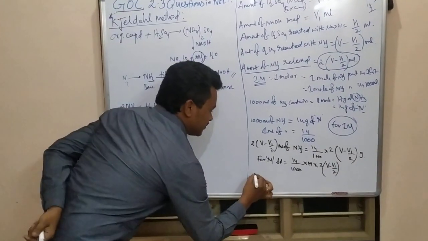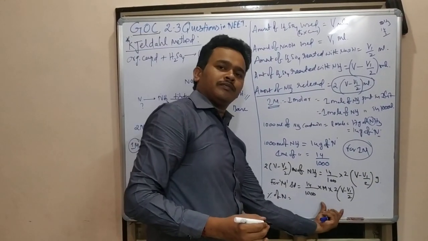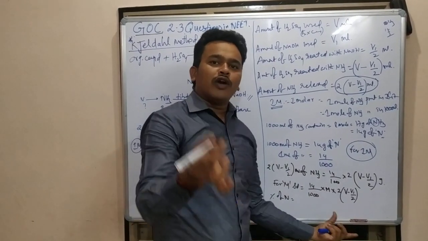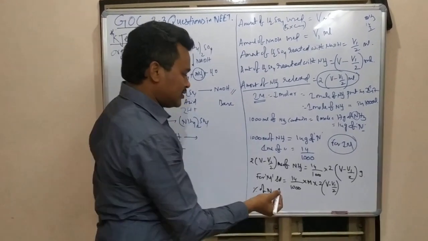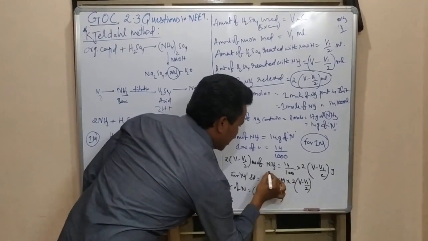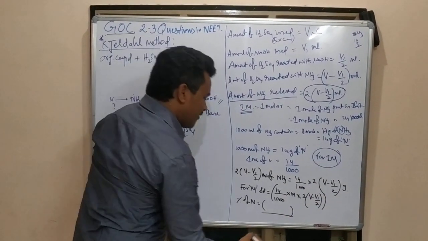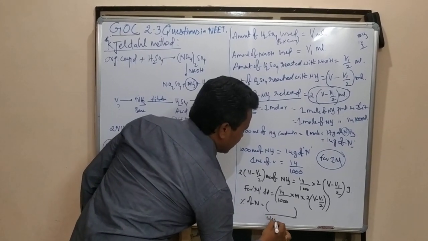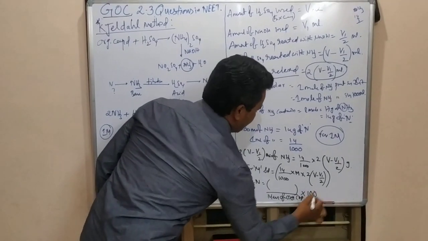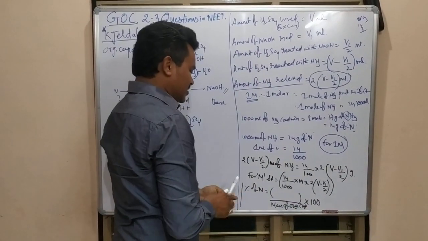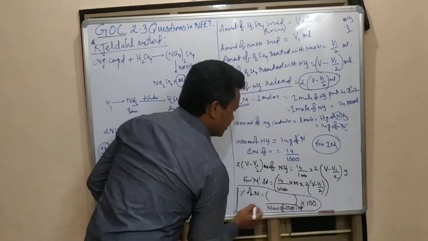And the percentage of nitrogen. What does percentage of nitrogen mean? This much amount of nitrogen I got. How do you calculate your marks again? Your marks by total marks into 100. Overall, this much amount of nitrogen by the mass of the organic compound. Here, what is that? Mass of organic compound into 100. This is our percentage of nitrogen. This is what our percentage of nitrogen will come to.